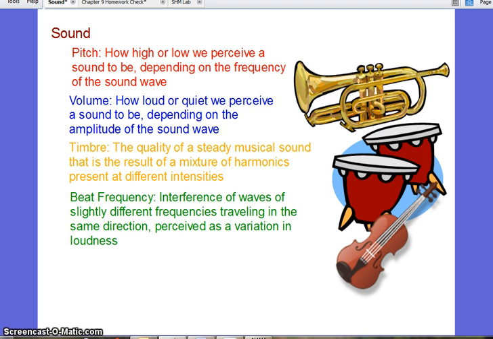Now, when talking about sound, most of the time we're talking about things like pitch, volume, timbre, which is tone quality, and something referred to as beat frequency. Pitch is how high or low we perceive a sound to be, depending on the frequency of the sound wave itself. So if a sound is high, it has a high frequency, or a high pitch. If the sound is low, it has a low frequency, or a low pitch.